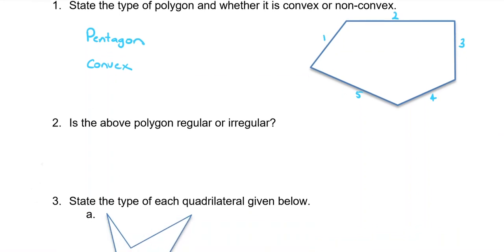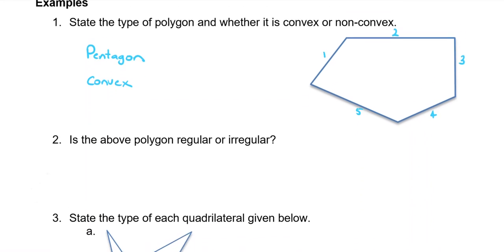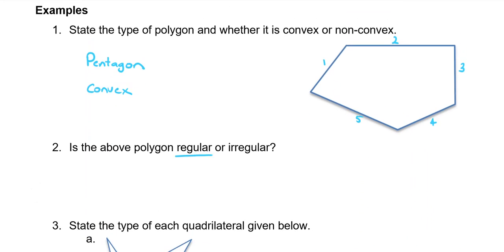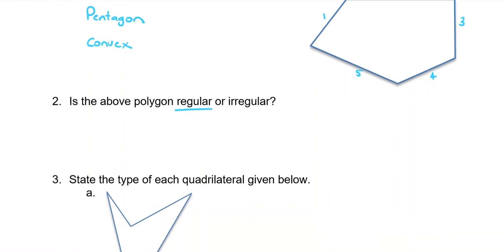Question 2. Is the above polygon regular or irregular? Regular means that all the sides are the same length and all the angles are the same size. And we can see that, if you look at side 1 and side 2 here, side 2 is much, much longer. We also have some acute angles and we have things that look like obtuse angles, so the angles aren't the same size. So this is what we would call an irregular polygon.